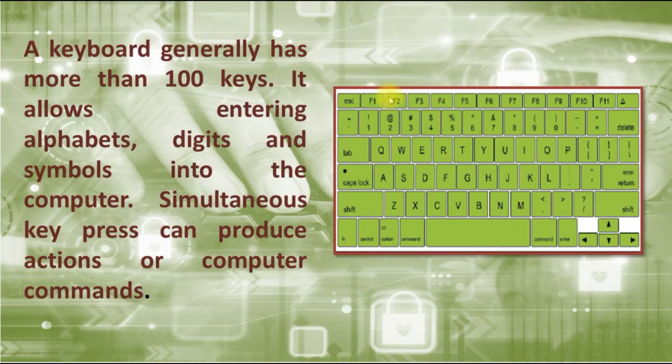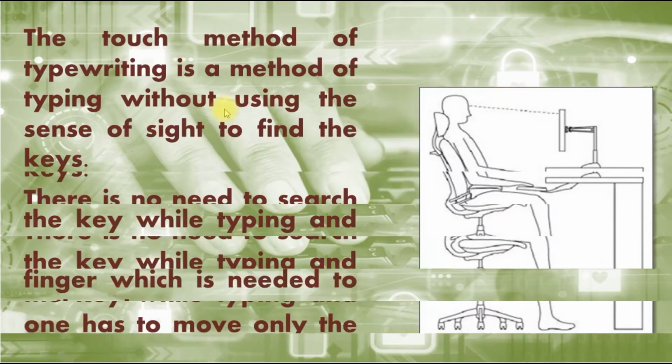Now let's see. Generally, a keyboard has more than 100 keys. It allows entering alphabets, digits, and symbols into the computer. Simultaneously, key press can produce actions or computer commands. Okay, generally a keyboard has 100 keys. You can enter alphabetical type of data as well as digital and symbolic form of data. Okay, so let's see the next one.